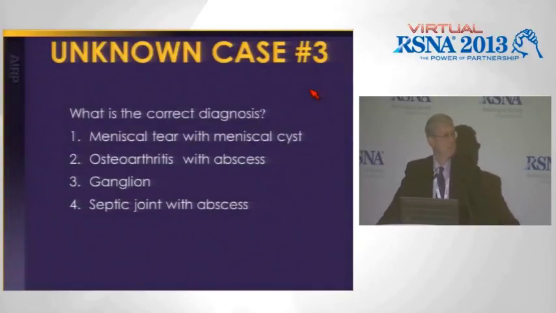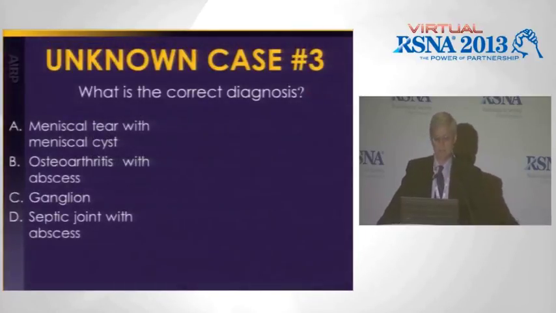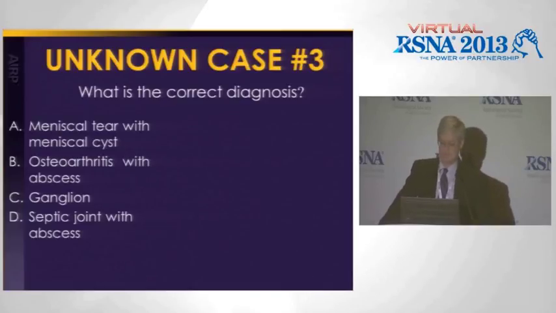And here is the question. What is the correct diagnosis? Is this a meniscal tear with a meniscal cyst? Is it osteoarthritis with an abscess? Is it a ganglion? Is it a septic joint with an abscess?